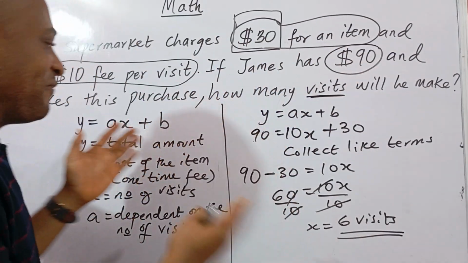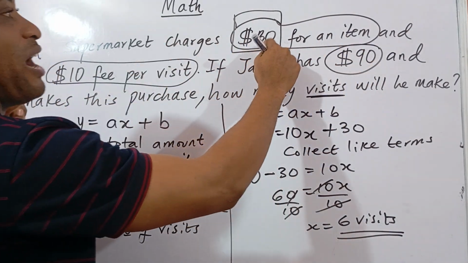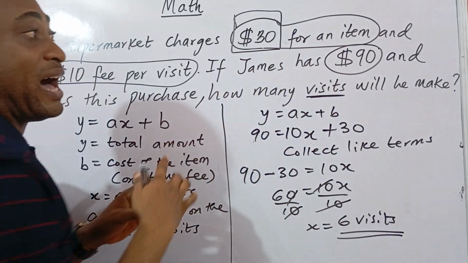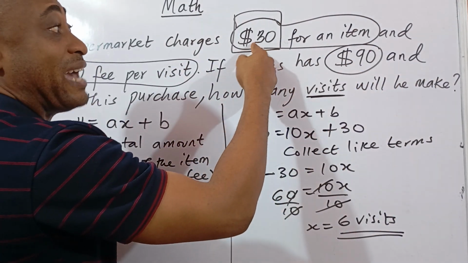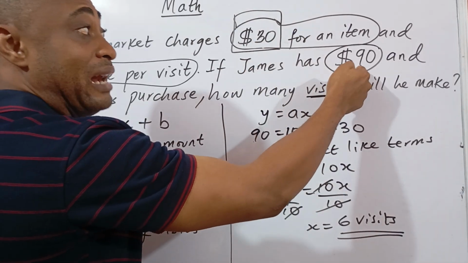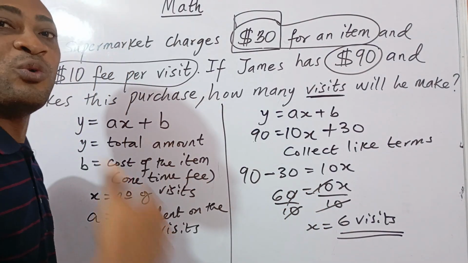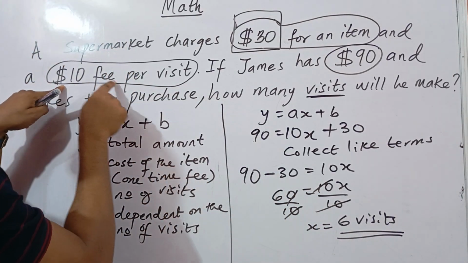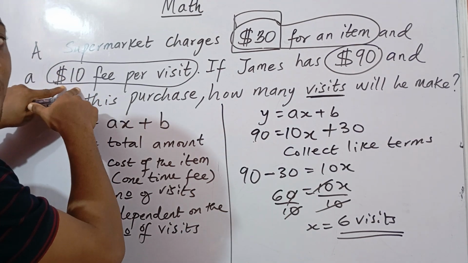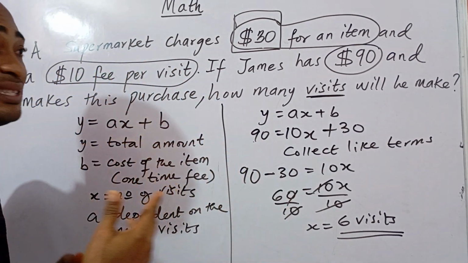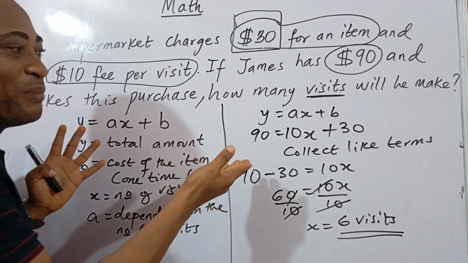Now, a second method, if I don't want to use this formula, all I need to do is from the beginning, this is the amount for the item, this is the amount he has. So if he gets into that supermarket, he makes the purchase of this item, 30 less of 90 is what? 60. Isn't that true? So $60 is what he would have. Now, there is a $10 fee per visit, and he has $60. Of course, he can visit this supermarket how many times? 6 times, because 10 times 6 is 60.